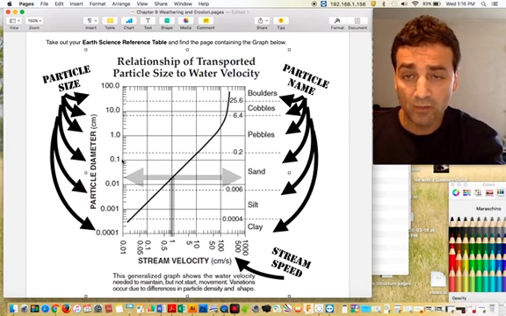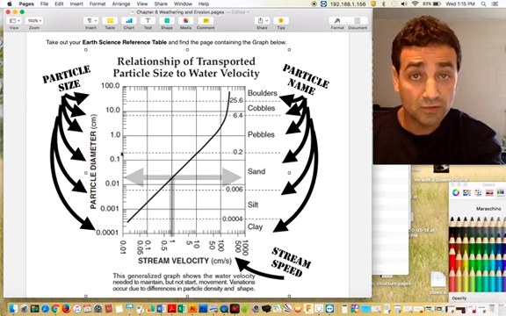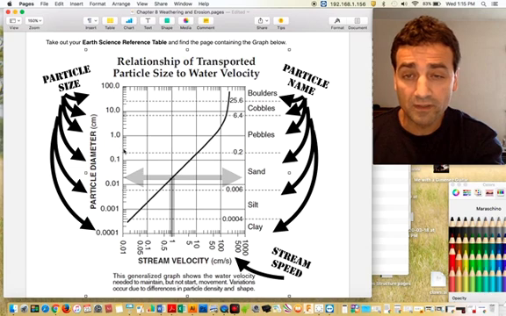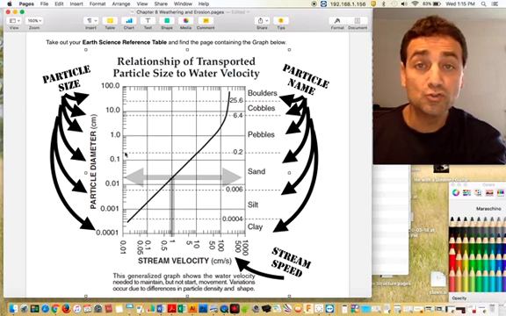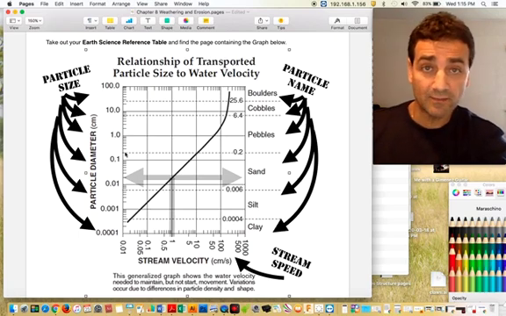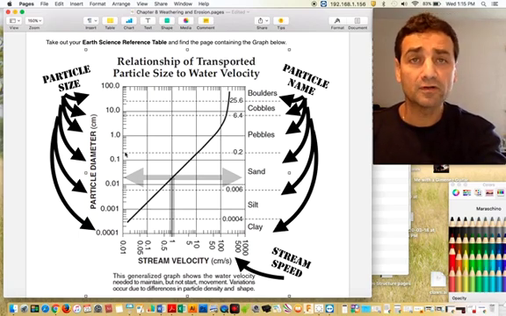Well, if that's 0.1 right here, this must be 0.2, right? And then that would be 0.3, 0.4, 0.5, and so on. So at 10 centimeters per second, the stream can move a particle 0.2 centimeters in diameter. Well, what kind of particle is that?